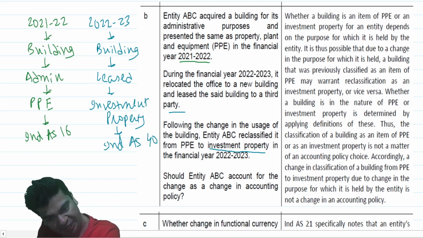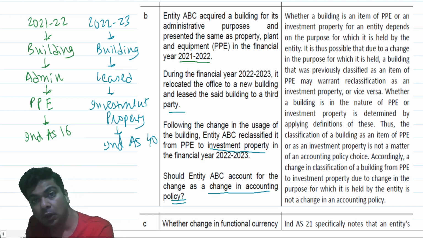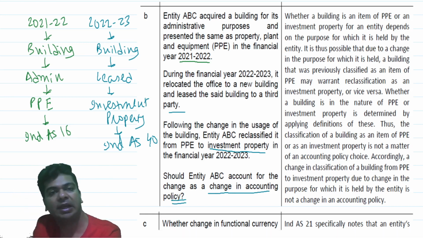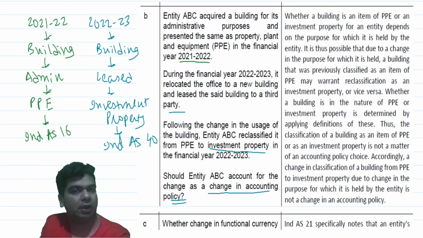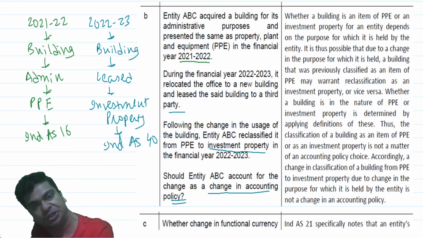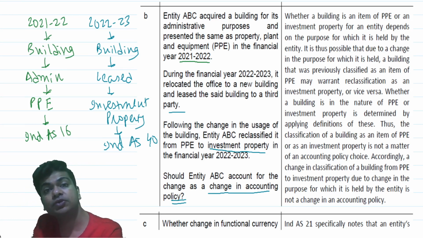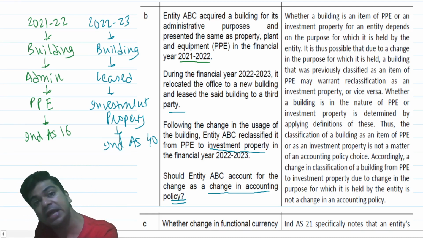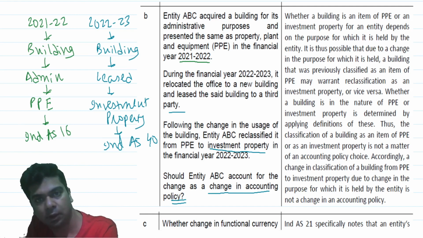They are saying, should entity ABC account for the change as a change in accounting policy? The building that was originally classified as PP is now reclassified as investment property. Can I say this is a change in accounting policy? Be careful. If you say this is a change in accounting policy, you will have to give effect retrospectively. Retrospectively means as if right from the very beginning this building was an investment property.